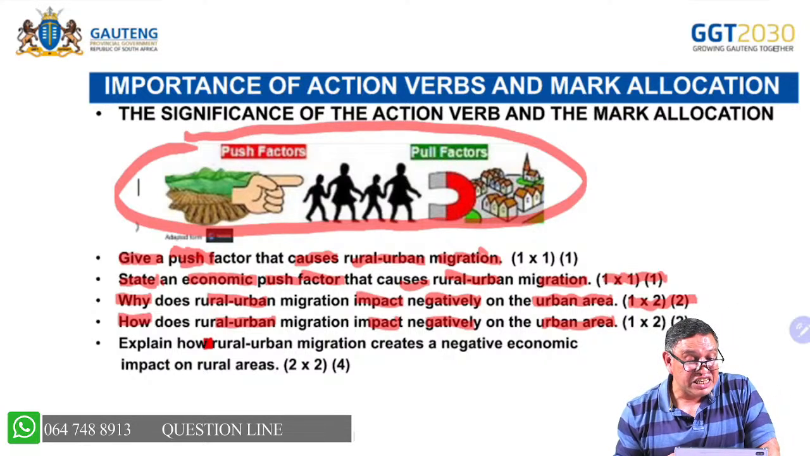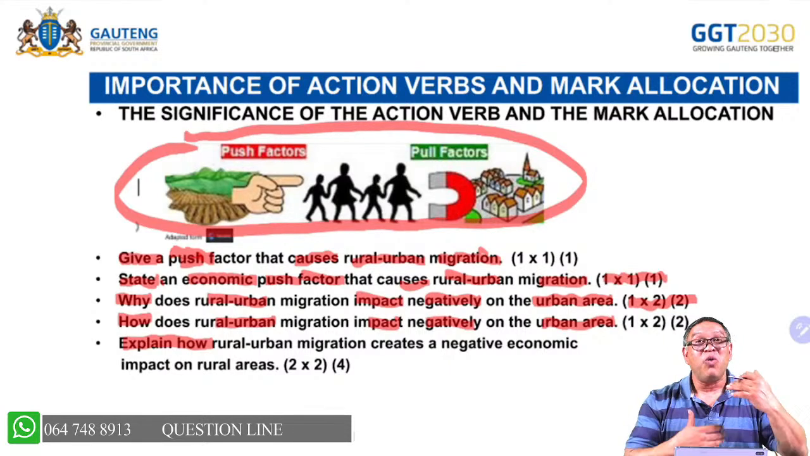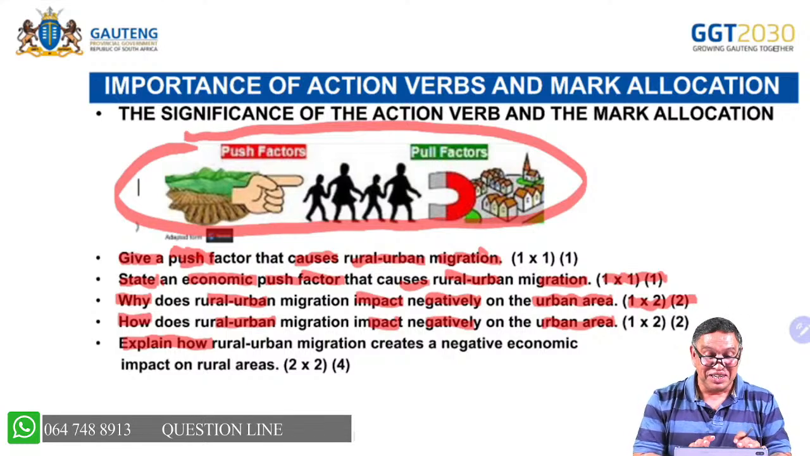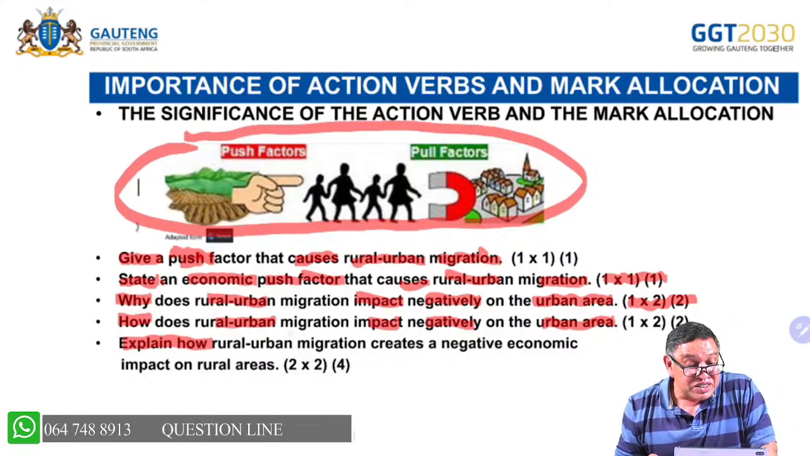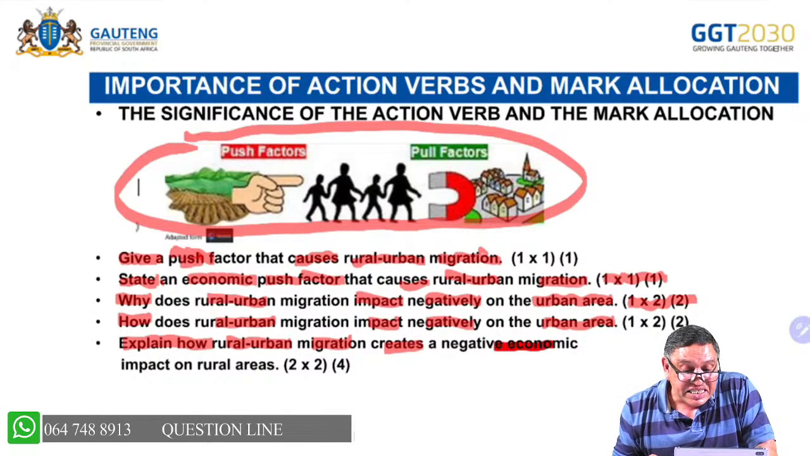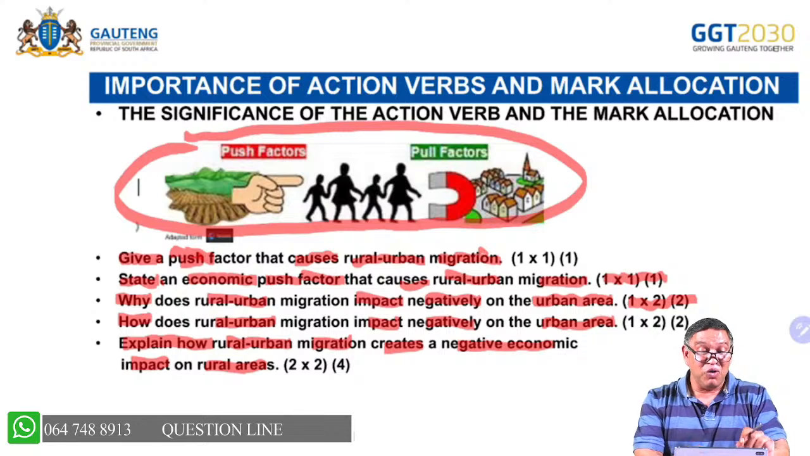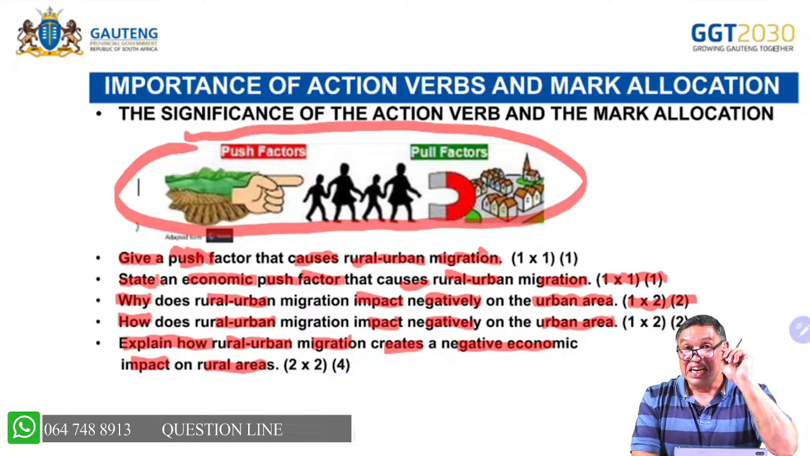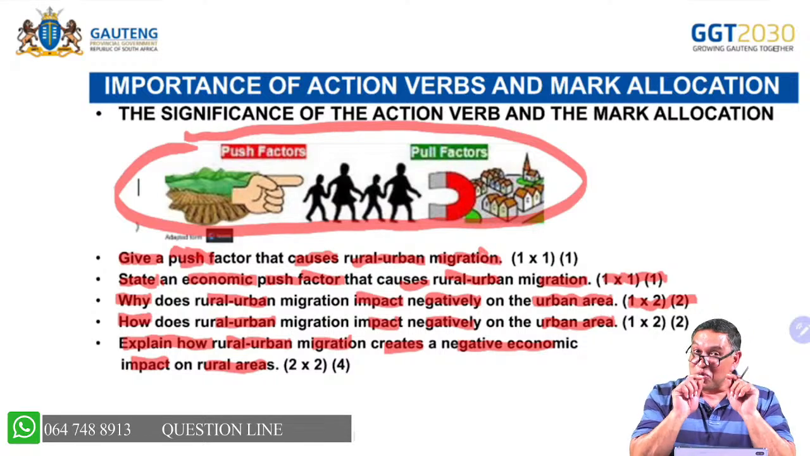It says explain how. Now, this would require a qualifier with the explanation. Can you see, learners? Give, state, why, how, now explain how. I can't just write. Let's look at the question first. How rural-urban migration creates a negative economic impact on rural areas. This is quite a high order, because it talks about how rural-urban migration creates a negative economic impact, not just a negative impact now, on rural areas.